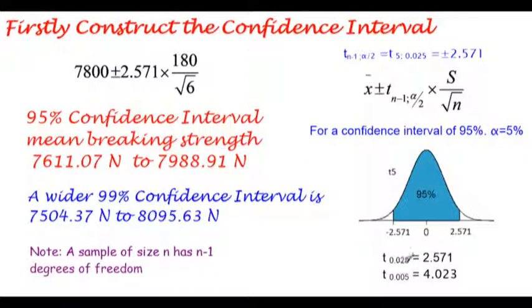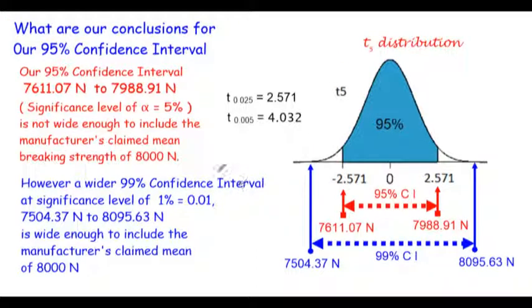You can see here we're using 2.5% and 0.5% above and below. And you might remember that t-distributions only gave a positive value, so you had to reflect it back to get the negative values. So what are our conclusions about all this? Well, it's not wide enough. Our confidence interval doesn't encompass our 8,000 newtons. You can see here 7,600 to 7,988. This is a 95% confidence interval, and with the wider one, we just get in at 8,000.